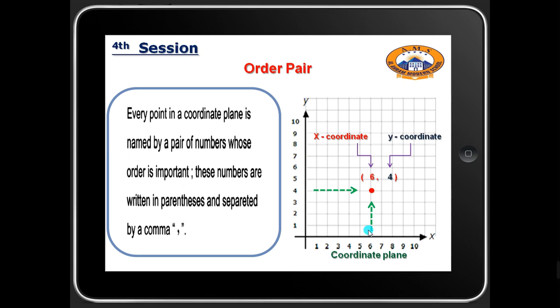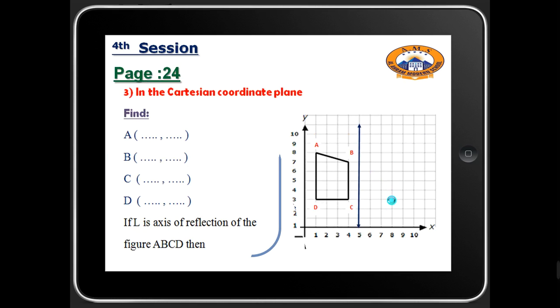So here I will write first 6, this is the x-axis, comma, and then I will write 4, this is the y-axis. We locate this point and we call it A or B or C, whatever you like, and I'm going to write the ordered pair for it between two brackets: (6, 4).